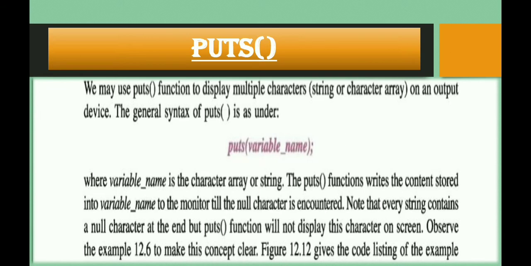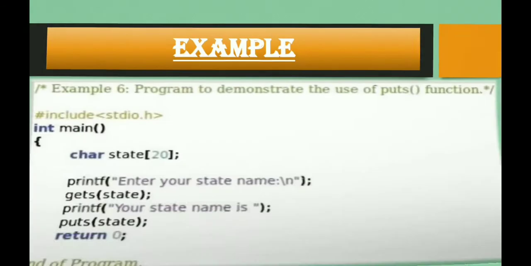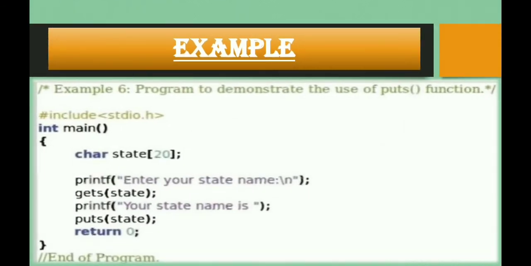To understand it, we will discuss an example of the puts function. This example demonstrates the use of puts. The same syntax is there: hash include stdio.h, our header file, our main function, then the curly bracket. Now here we have used a character array called state. You can give a state name up to 20 characters long, because the size of our character array is 20 here.